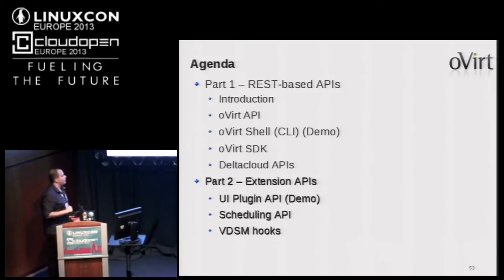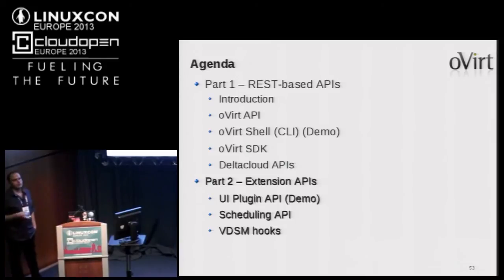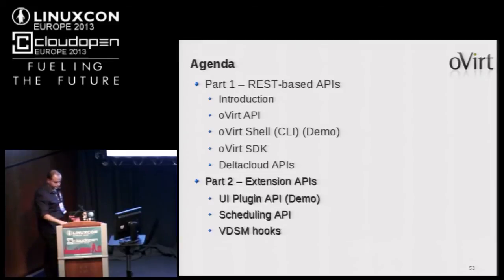And then VDSM hooks. They give you different ways in order to customize, to extend the functionality of the engine, change it to fit your needs. And again, you can use the SDK. You would usually use the SDK in the UI plugins and scheduling API. But you're free to do whatever you want. So I'll show some examples. I hope it will be clear.